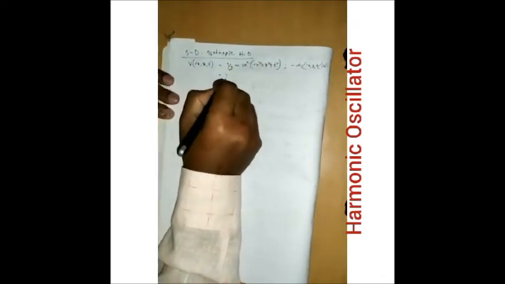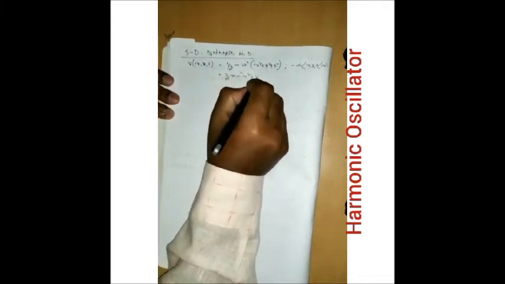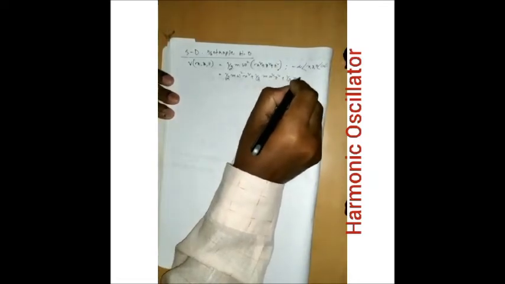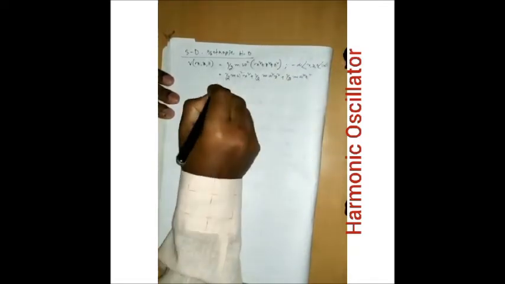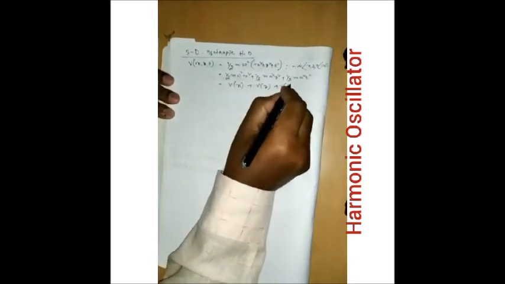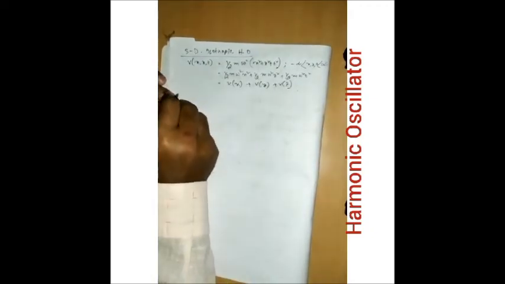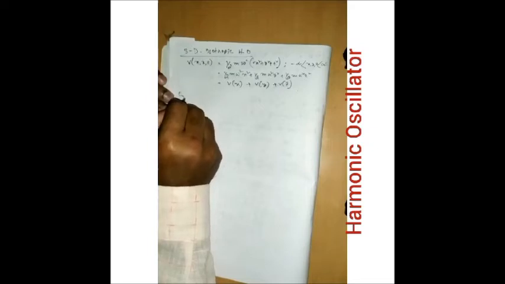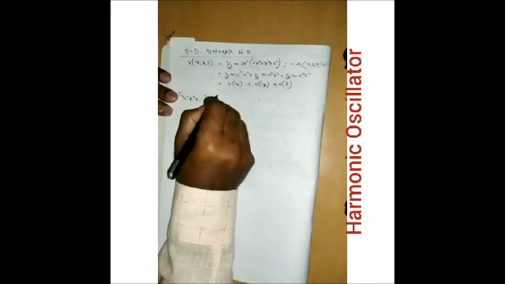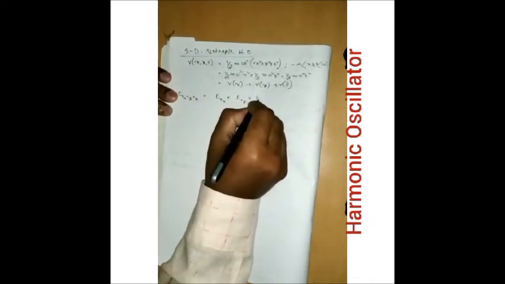So here you see, you can prove it. Half of m omega squared x squared plus half of m omega squared y squared plus half of m omega squared z squared. So this is nothing but V(x) plus V(y) plus V(z). Clear? Now instantly the energy eigenvalue E(nx, ny, nz) will be E(nx) plus E(ny) plus E(nz).